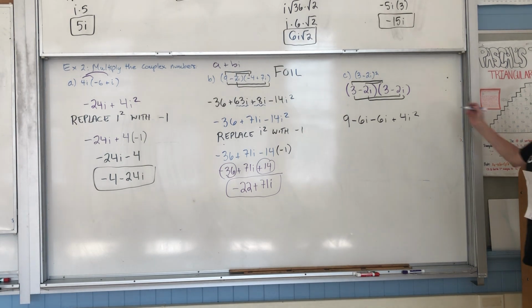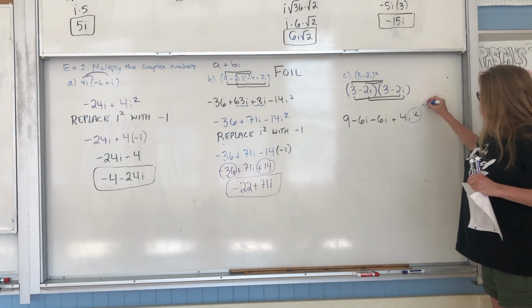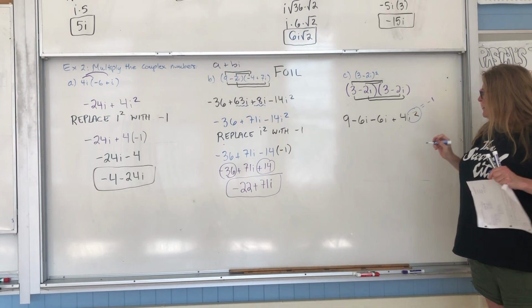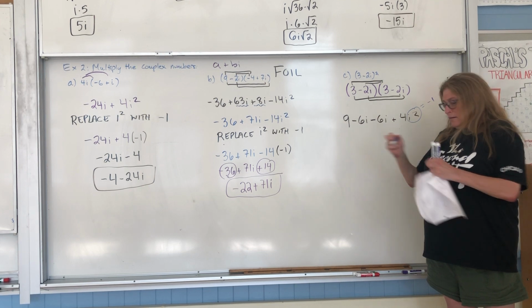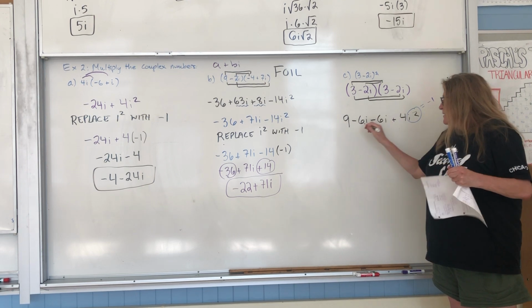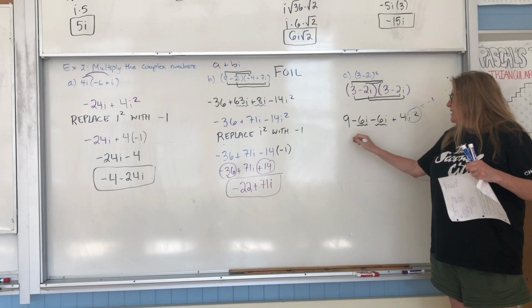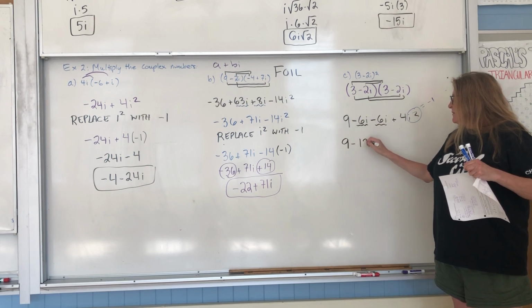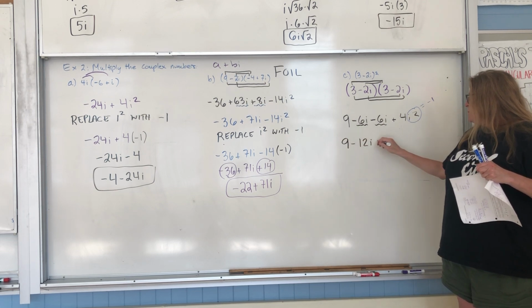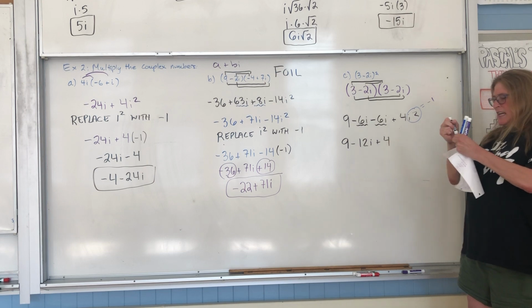Okay, guys, i squared, we know, is equal to negative 1. So I'm going to say 9, and this becomes minus 12i, and this becomes plus 4 times negative 1.